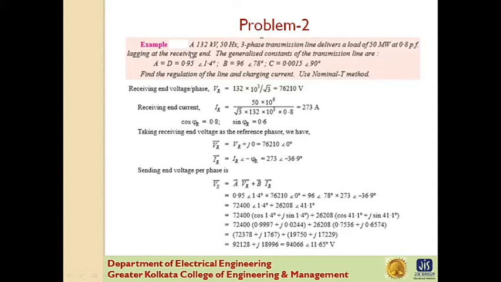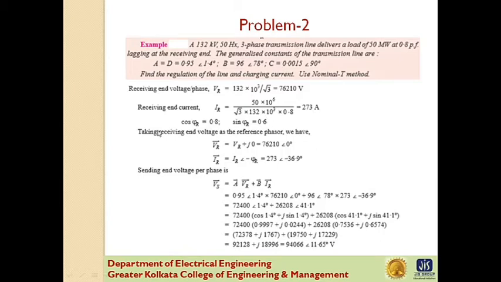Now here A, B, C, D all are given and VR is also given. So we find the phase value of the receiving end voltage, which is 132 by root 3. Converting 132 kV into volt, we multiply by 10 cube: 132 into 10 cube by root 3, that is equal to 76210 volt. And IR is equal to P by root 3 VR cos phi r. Putting the values of P, VR and cos phi r, we get the receiving end current, which is equal to 273 ampere.